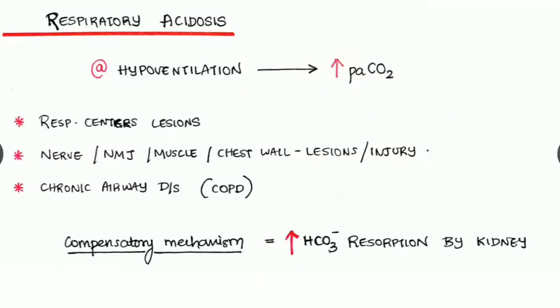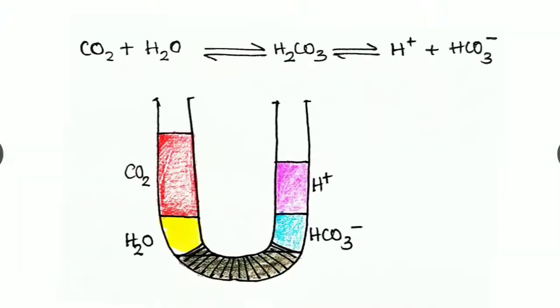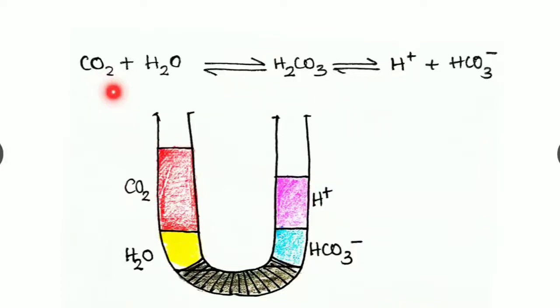This bicarbonate ion, which is the main agent of alkaline nature in the blood, increases the alkalinity in the blood, decreases the acidity, and thus compensates this respiratory acidosis. And this equation we have to remember again. As this carbon dioxide concentration increases, we have to shift it to the right. That's why this bicarbonate ion reabsorption we have to increase.